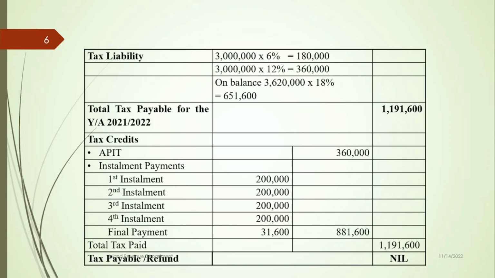So the total credit available to her is 1,191,600. Her tax liability is also 1,191,600, and the total amount payable has been paid by Miss Chandrika. Therefore, now there is no payable tax, so no refund. She has made all payments on due dates.